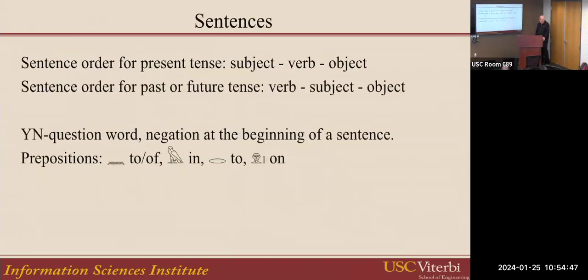So sentences, I don't want to bore you too much with grammar. One cool thing is that for present tense, the predominant word order is subject, verb, object. For past and future, it's reversed. Negations and question words are typically at the beginning of a sentence. There are prepositions like in English, and prepositional phrases. We have first the preposition and then the noun phrase after that. And there are, of course, tons more prepositions than this one over here.